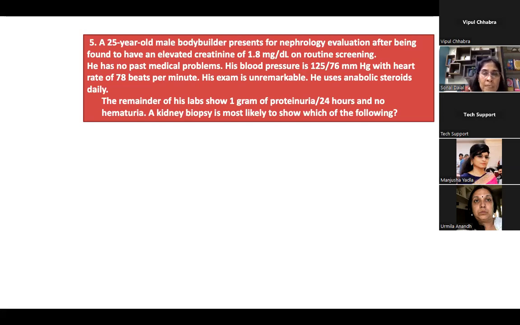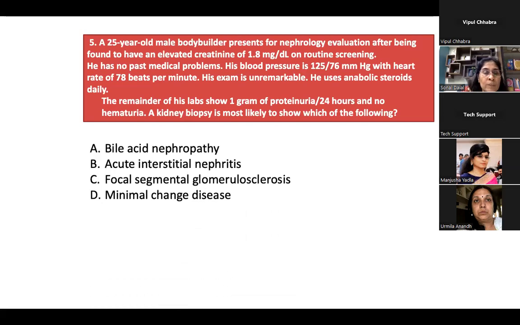Kidney biopsy is most likely to show which of the following in this patient? Bile acid nephropathy, acute interstitial nephritis, FSGS, or minimal change disease. Your time starts now.